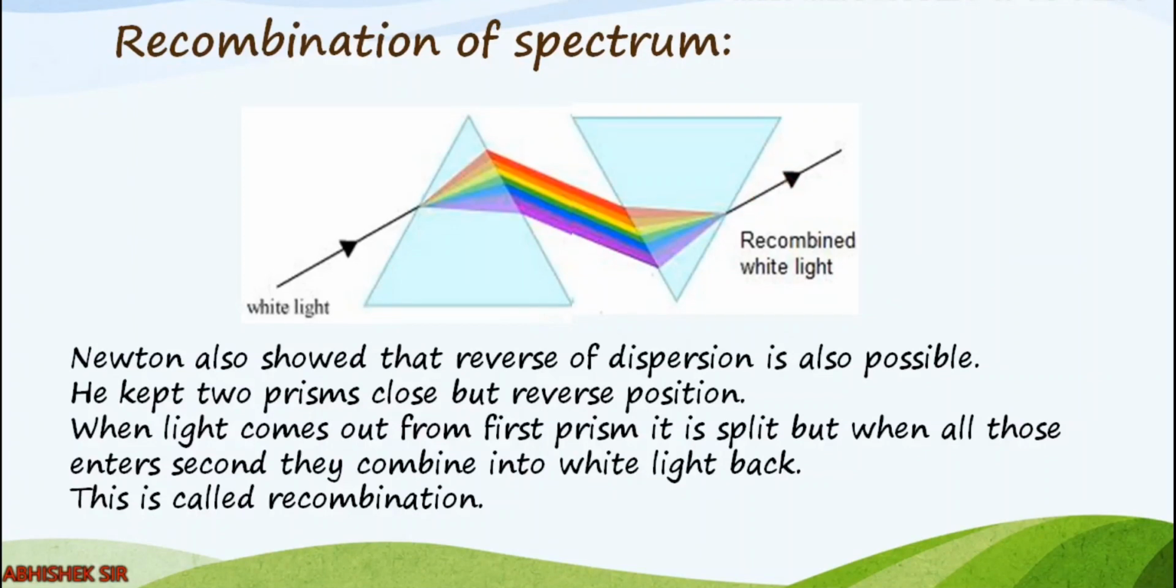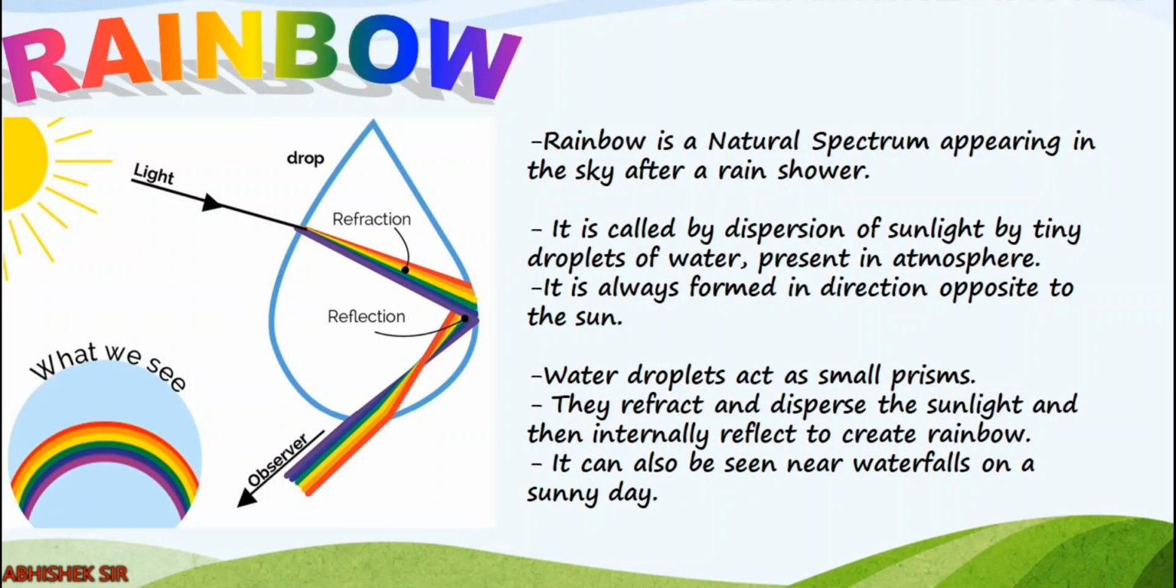Now what is proved? It is proved that white light is made up of only 7 colors. If you combine those 7 colors, you will get white light only. Okay, so when light comes out from the first prism it is split, but when all those colors enter the second prism they combine into white light again. So this process is called recombination of white light. Clear? So moving further to our next topic, that is a very colorful topic called rainbow.